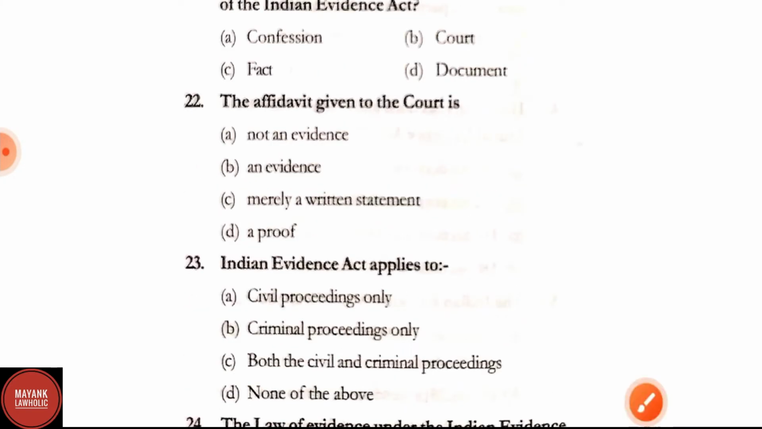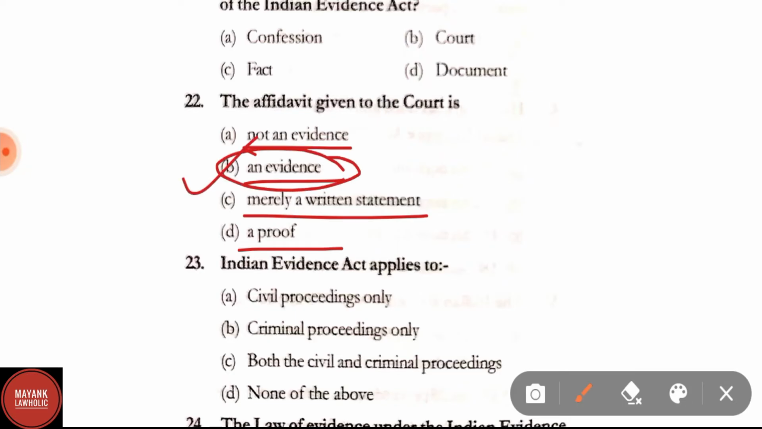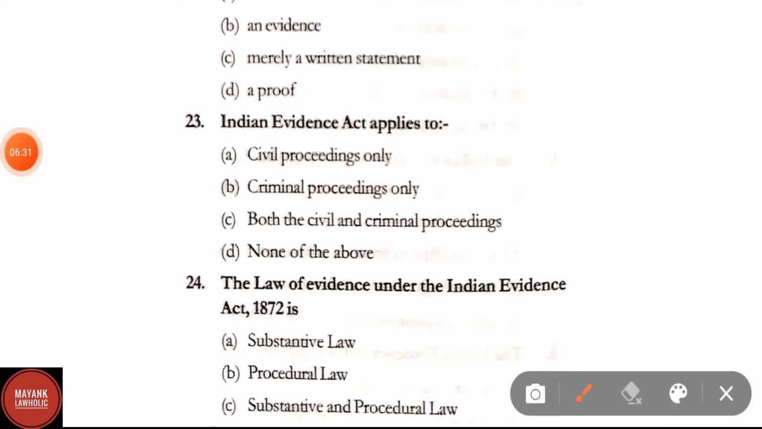Question number 22. The affidavit given to the court is not an evidence, merely a written statement, a proof. Correct option is option B. Affidavit given in the court is an evidence. Question number 23. Indian Evidence Act applies to civil proceedings only, criminal proceedings only, both the civil and criminal proceedings, none of the above. Correct answer is option C, both civil and criminal proceedings.